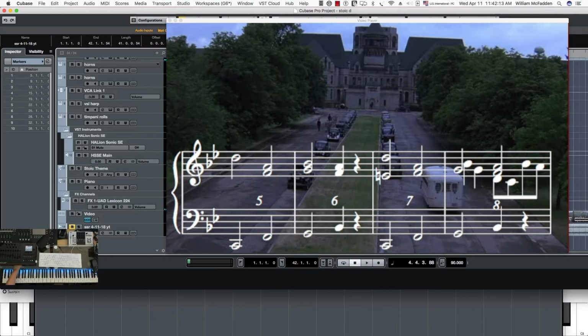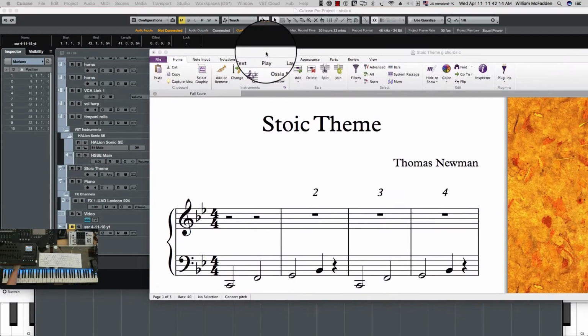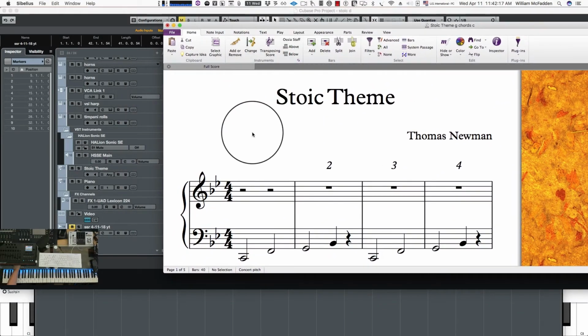In the first four measures, we have this ostinato, which will continue through the cue. And if you'll notice, we have two flats. So we're actually in the C Dorian mode.